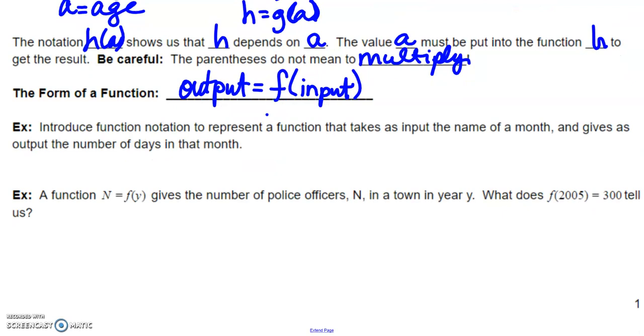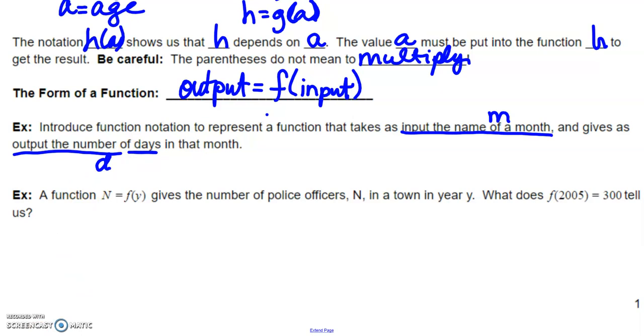Introduce function notation to represent a function that takes as input the name of a month and gives as output the number of days in that month. So input is the name of the month, and our output is the number of days in that month, okay? So let's choose 2 letters to represent each one of these. You could choose N for name or M for month if you choose. And for the output, the number of days, I would choose D or something to represent days.